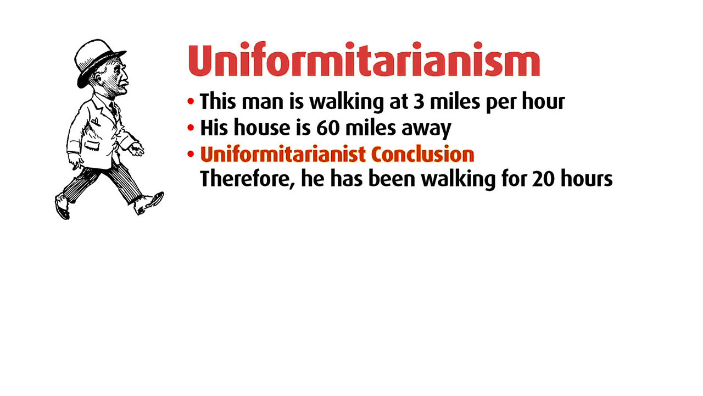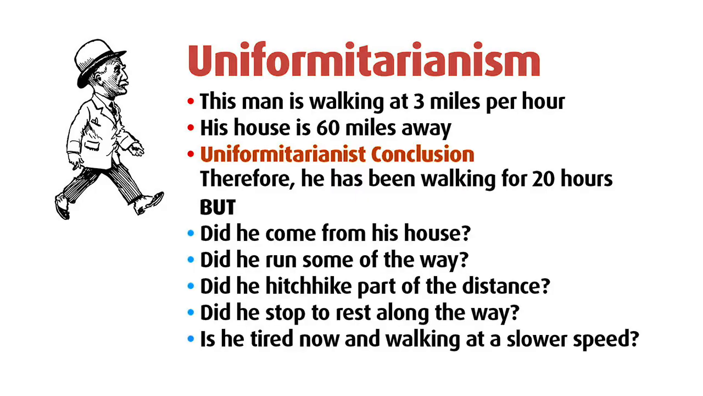But uniformitarianism ignores certain other very real possibilities, such as, did he come from his house? Did he run some of the way? Did he hitchhike part of the distance? That would certainly speed him up. Either one of those. Did he stop and rest along the way? That would slow him down. Is he tired now and walking at a slower speed? Which would also have to factor in a slower overall time.